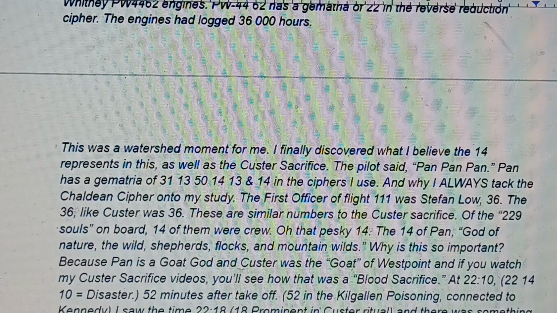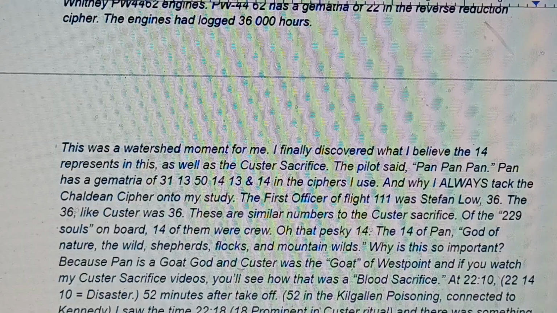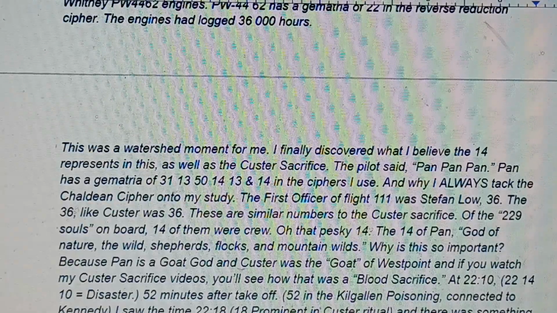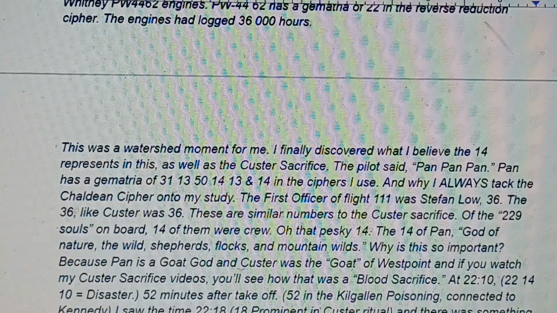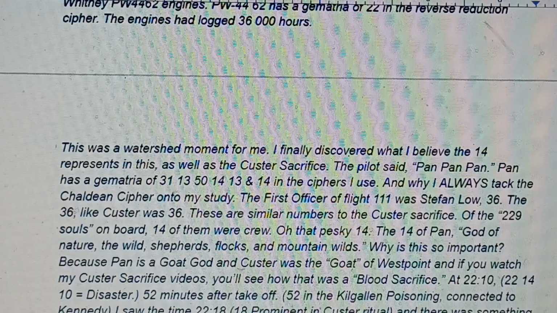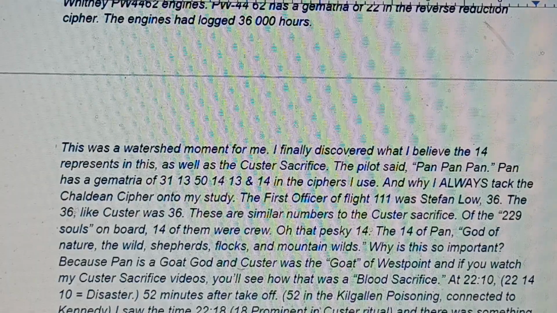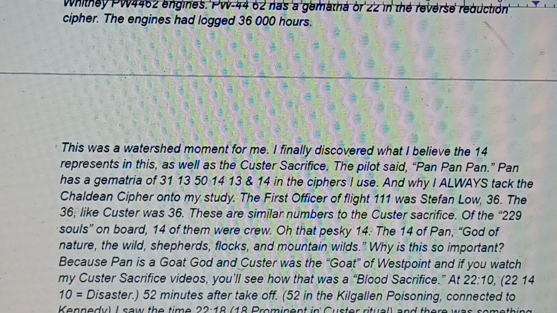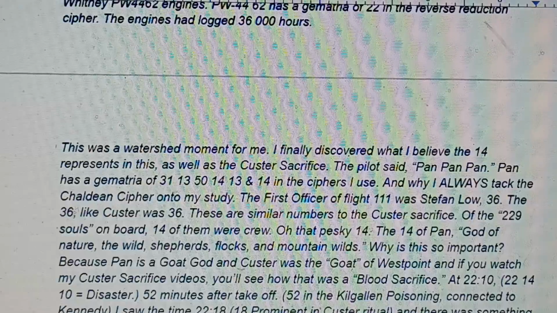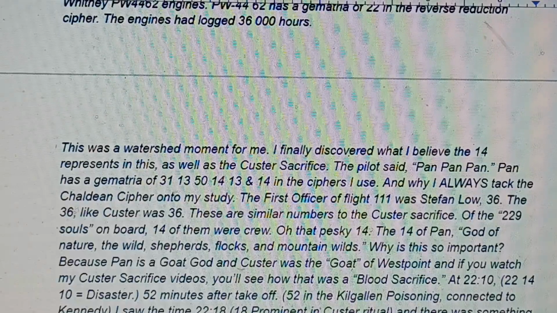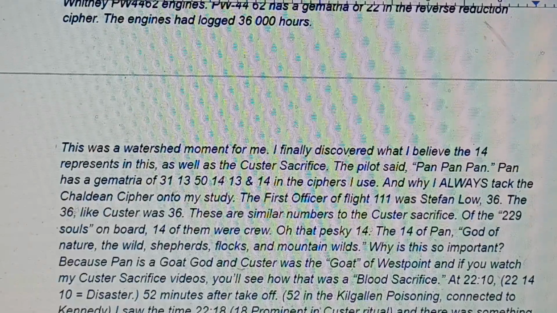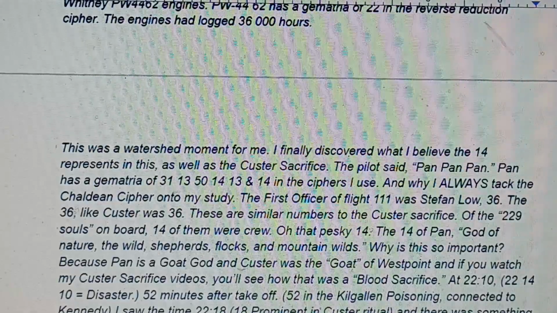Of the 229 souls on board, 14 of them were crew. Oh, that pesky 14, the 14 of Pan. Now, Pan in the airline talk is not SOS, I just looked it up too. Something about needing another route, right? Possible, alternate, something. So you can look it up yourself. I don't have to do all the work, do I?